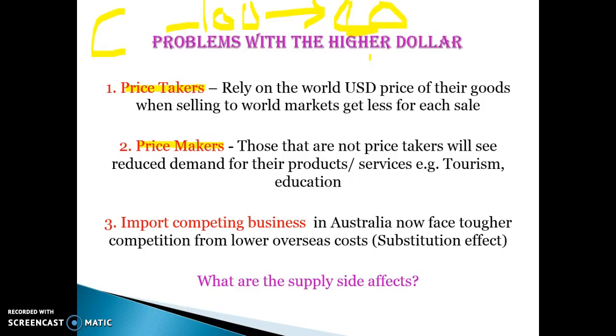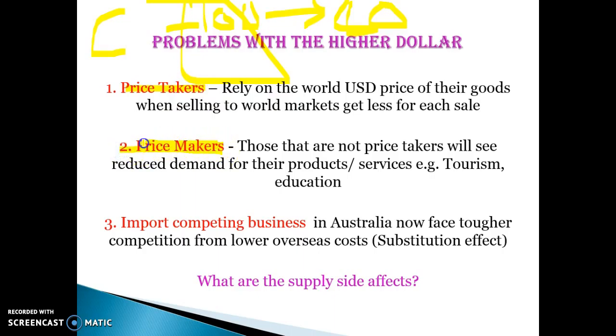So it's not going to affect the demand for these products because they'll still be $100 US. But now that the Australian dollar has appreciated, when we convert that back to Australian dollars, we're only getting 80. So these people will get less money because when they sell each product, they're going to get a lower price. So that's what a price taker is. They don't get to choose the price. Then we've got price makers.